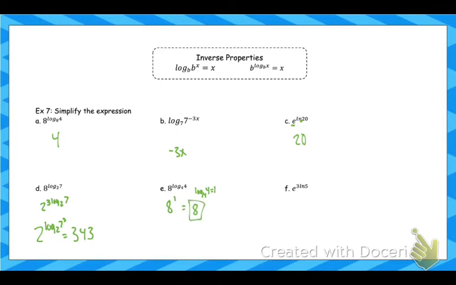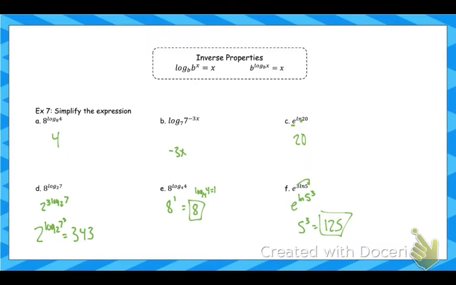All right, then the last one. Again, the bases are the same, but we've got to do something with that 3. That 3 becomes the exponent on the 5. So this becomes 5 to the 3rd, which is just 125.